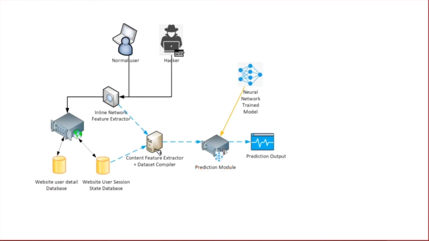An example of this is, say a user is requesting a website on the web server. The request data is passed through the network feature extractor, as well as data stored on the website's database. The content feature extractor and dataset compiler takes the data from these two sources, compiles it into a single dataset. This dataset is then passed to the prediction module, which then passes it through the trained neural network and then provides an output if the prediction module thinks this is an attack or not.